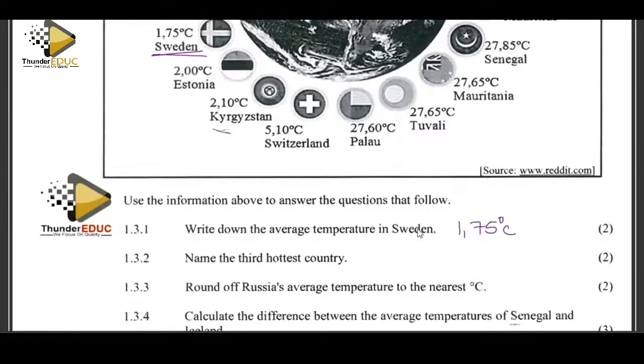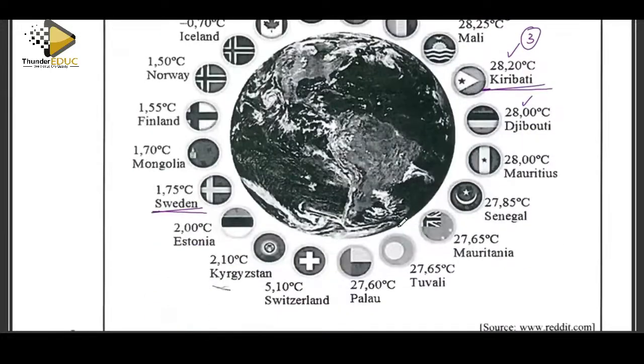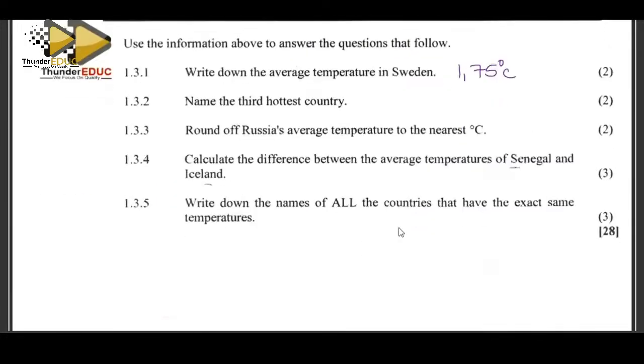Then name the third hottest country. The third. So now here, when you look, okay, this is 27, but this is 28.29. We have 28.25. We have 28.2. We have 28. So the hottest. If this is 1, 2, then the third is going to be Kiribati. They've not told us to mention the degrees. They just say the third hottest.